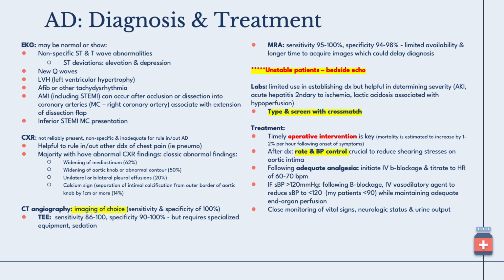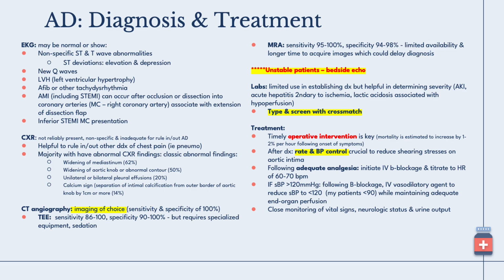So aortic dissection diagnosis and treatment. So EKG may be normal or may show nonspecific ST and T wave abnormalities. There could be new Q waves, left ventricular hypertrophy. There could be AFib or other tachydysrhythmias. They could have acute MI, including STEMI.